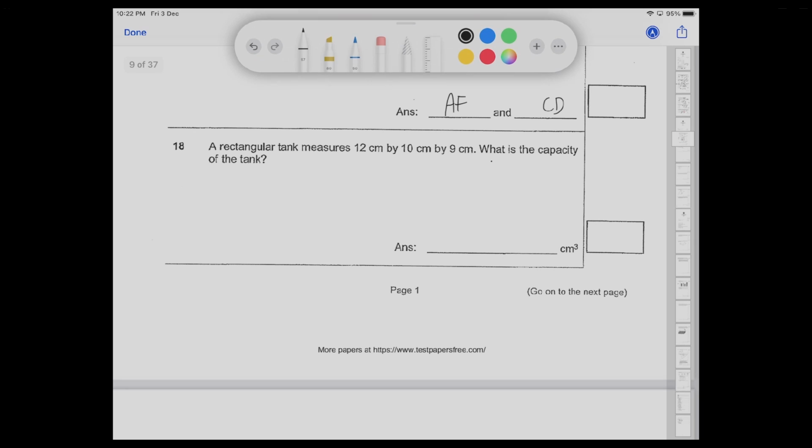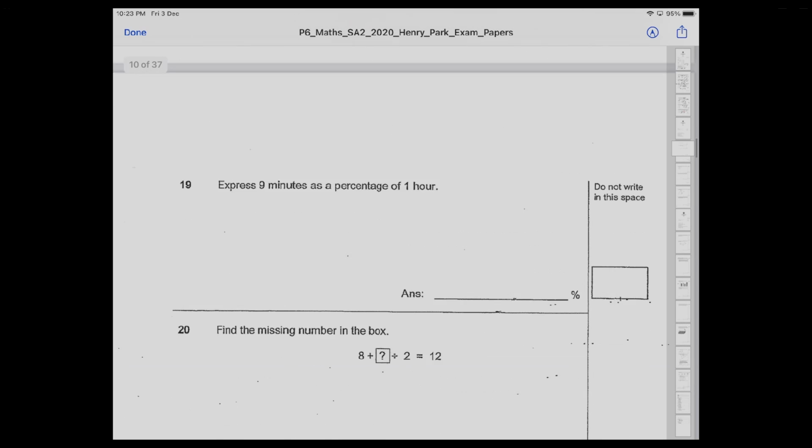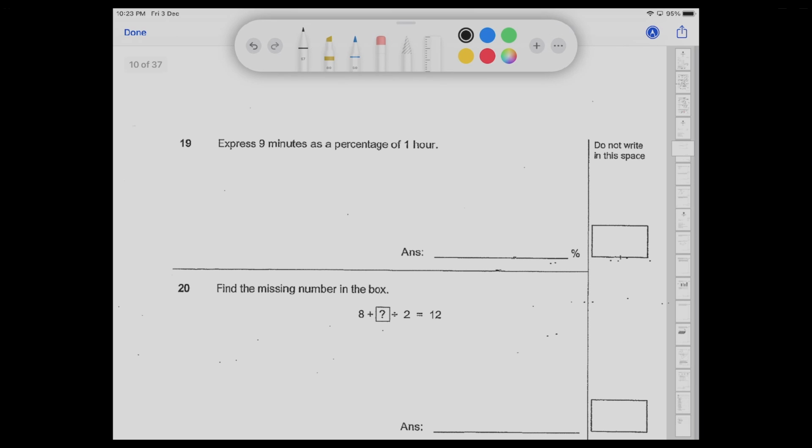Let's look at question 18. A rectangular tank measures 12 by 10 by 9. What is the capacity? Capacity is volume. How do we get volume? We multiply the three dimensions together. So capacity of the tank is 12 cm times 10 cm times 9 cm, which is 1080 cm cubed. Bam, simple.